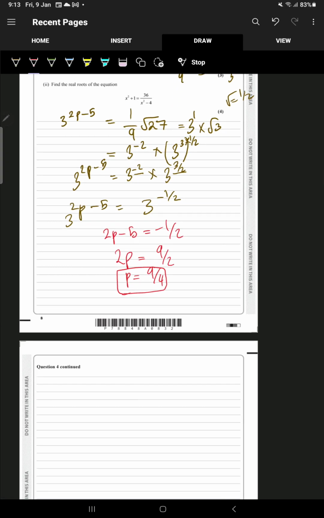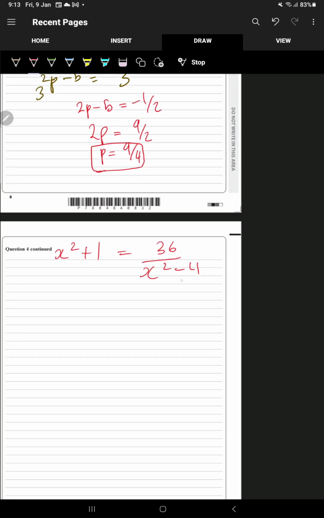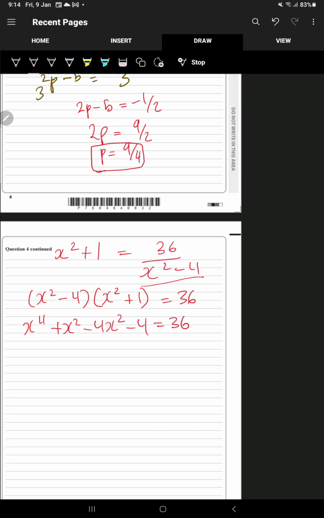All right, find the real roots of this equation: x squared plus 1 equals 36 over x squared minus 4. So we have to get rid of this denominator, so we have to multiply on both sides. This is going to give us x squared minus 4 times x squared plus 1 is equal to 36. All right, so you have to expand this. This is going to give us x to the power of 4 plus x squared minus 4x squared minus 4 is equal to 36.